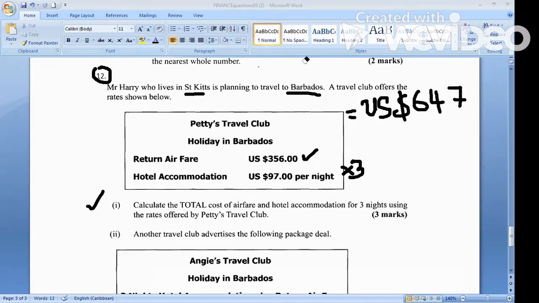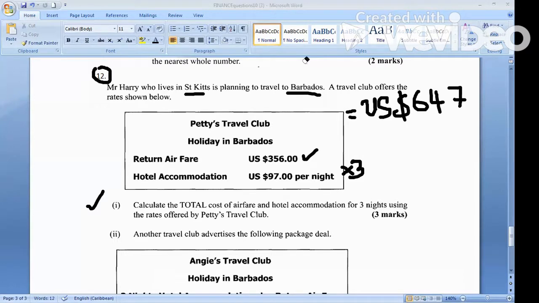No, why would you want to multiply the airfare 3 times? That means 3 trips, but remember, it's 1 trip you're making. You're only flying to Barbados once and coming back. If you multiply that by 3, it means you're going to Barbados and back 3 times. So you wouldn't multiply your airfare by 3. Think about it.